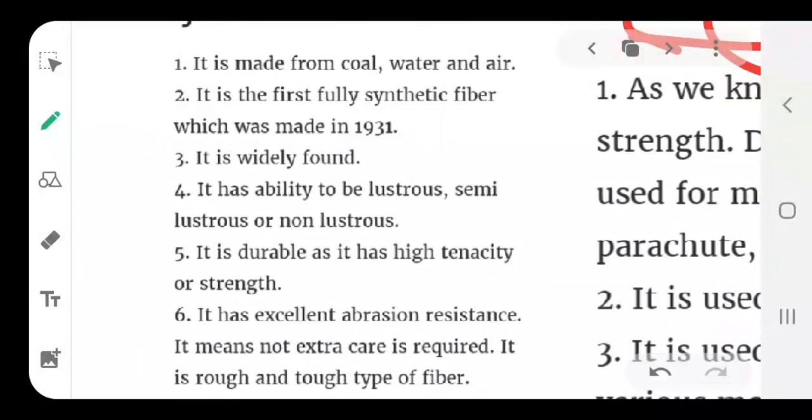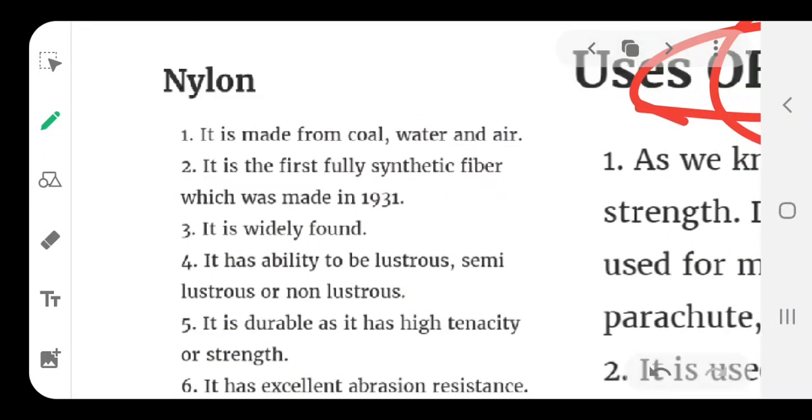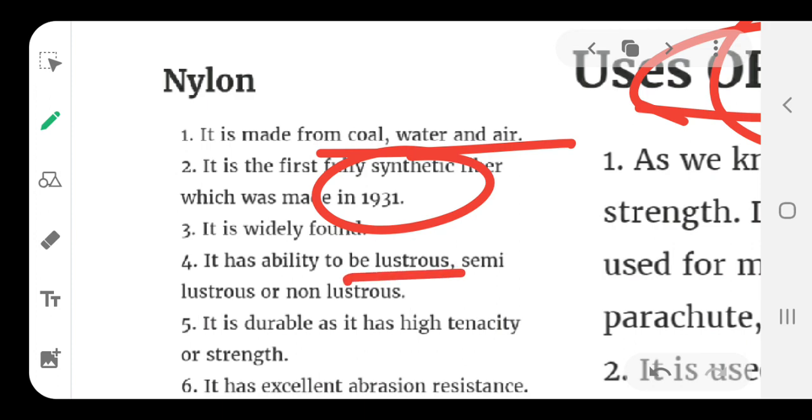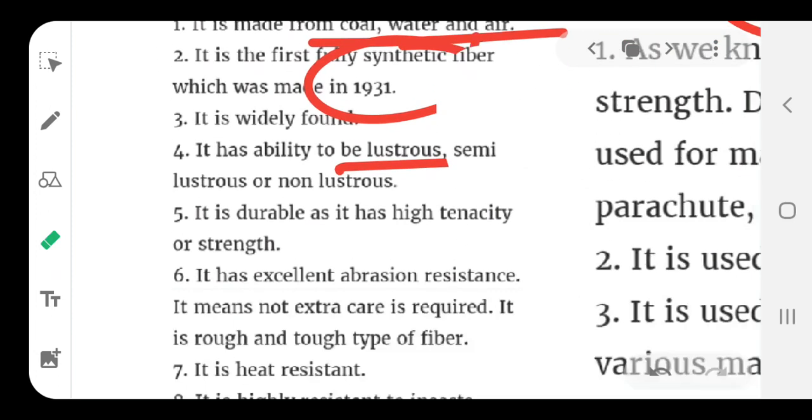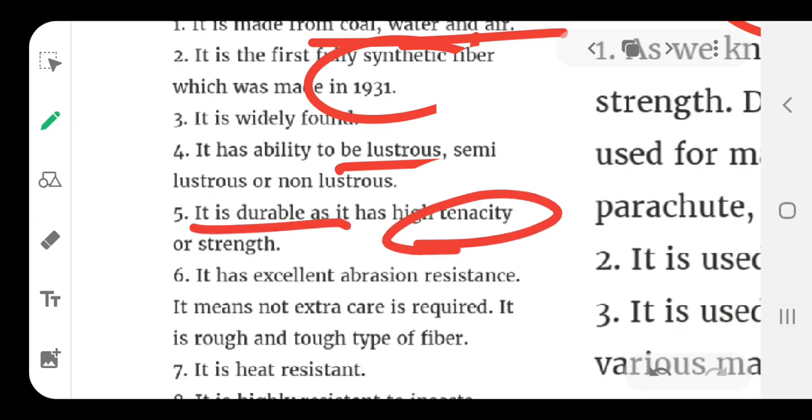Now, let us see how they are made. This is an important one, so make sure that you write it properly. It is made from coal, water and air. Underline the components. It was made first time in the year 1931, and it has the ability to be lustrous because it shines or gives you a look, and it is hence used for the clothing industry. It has a high tenacity strength, so because of high strength they are durable.